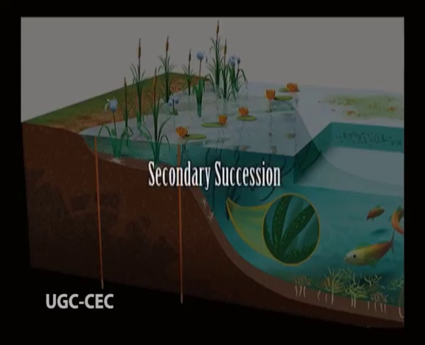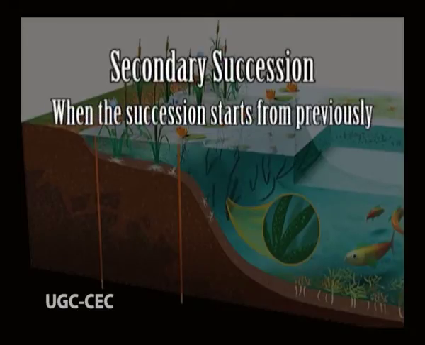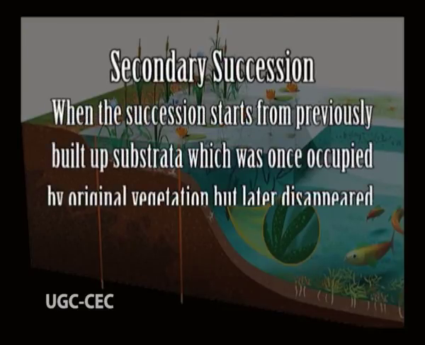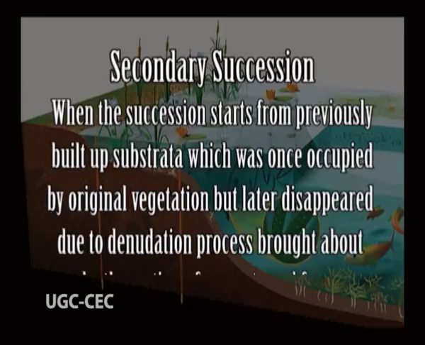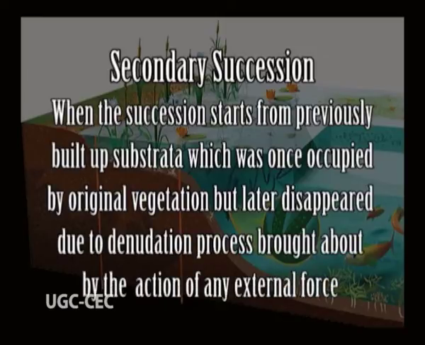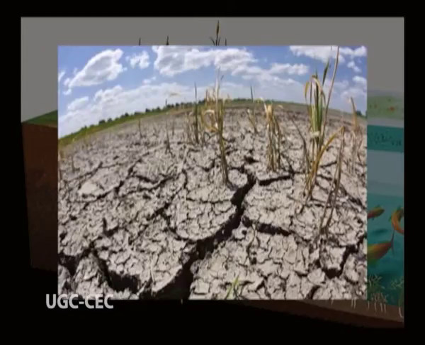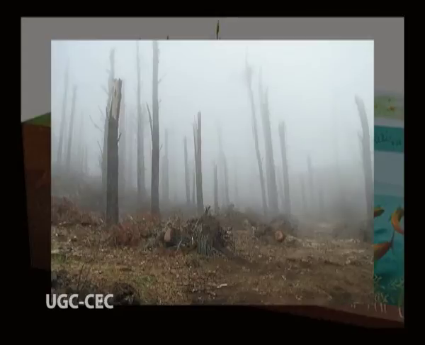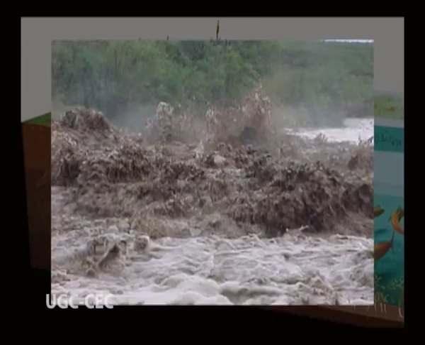Another type is secondary succession. When the succession starts from previously built up substrata which was once occupied by original vegetation but later disappeared due to denudation brought about by the action of any external force such as a sudden change in climatic factors, fire, strong wind, rain or some biotic intervention.